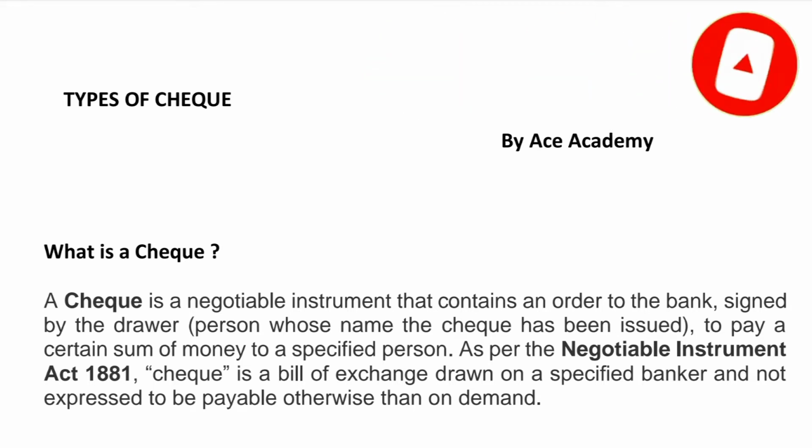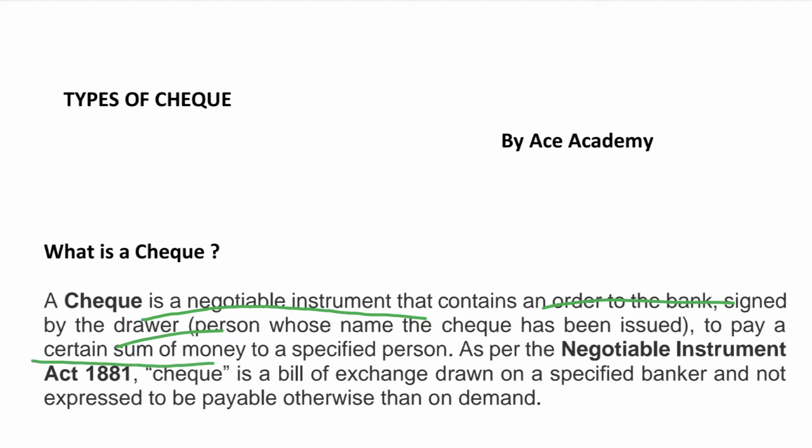So first, what is a check? A check is a negotiable instrument that contains an order to the bank signed by a drawer to pay a certain sum of money to a specified person. As per the Negotiable Instruments Act 1881, a check is a bill of exchange drawn on a specified banker and not expressed to be payable otherwise than on demand. So, a check is a negotiable instrument that contains an order to the banker to pay a certain sum of money to a specified person.